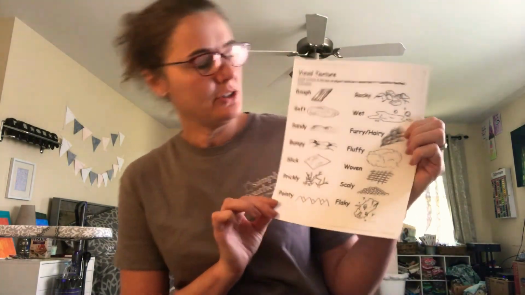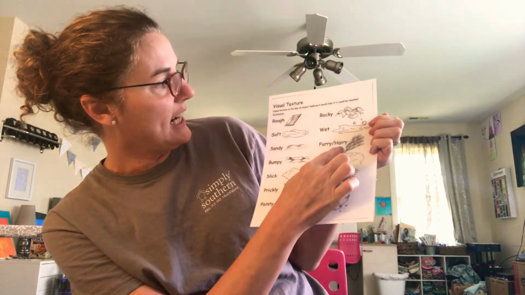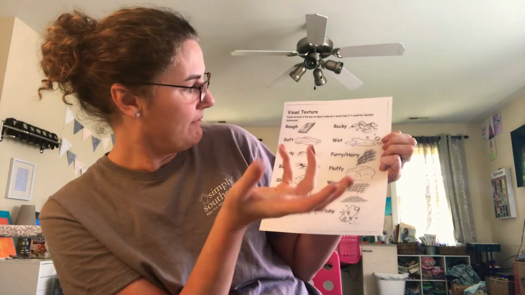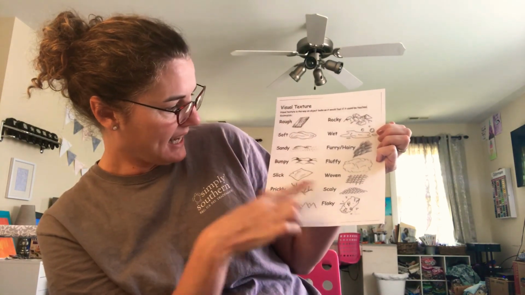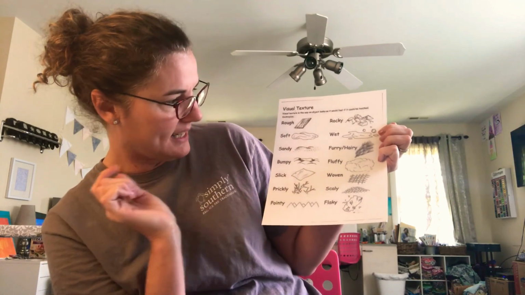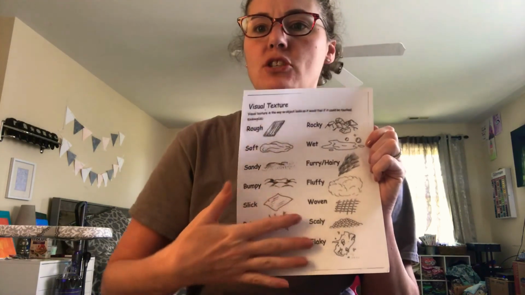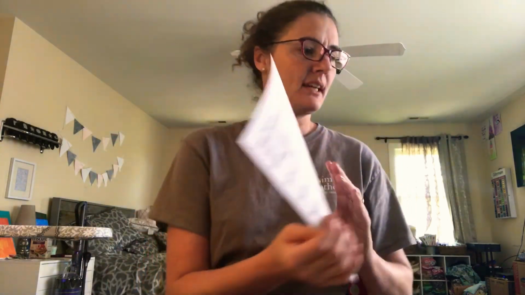I also have another one that shows different textures. Scaly, furry, and hairy, rocky, wet. Wet is a texture. You can feel wetness. Soft, rough, bumpy, slick, prickly, pointy, flaky, fluffy. So these are all visual textures that you can see, but you can't feel because they're on the paper.